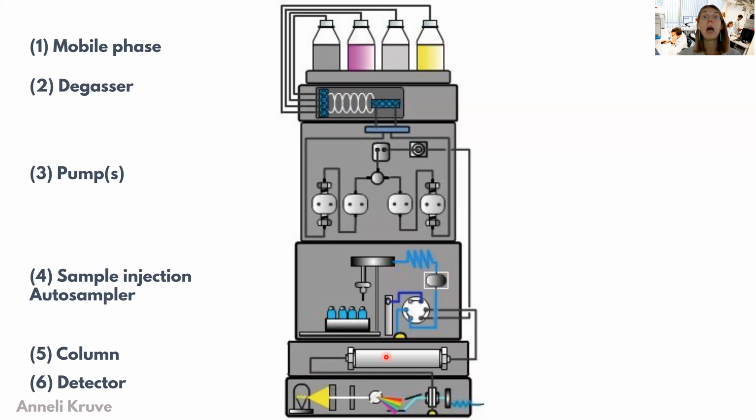And lastly, after the sample has been separated in the column, the sample is directed to a detector. In this detector, we have a UV visible spectrometer, which has a light source and a monochromator, and then the monochromatic light is directed through a narrow cell where the effluent from the column is flowing through. After that, we can register the chromatogram from the signal of the detector.